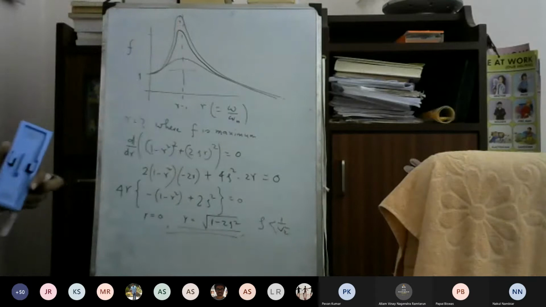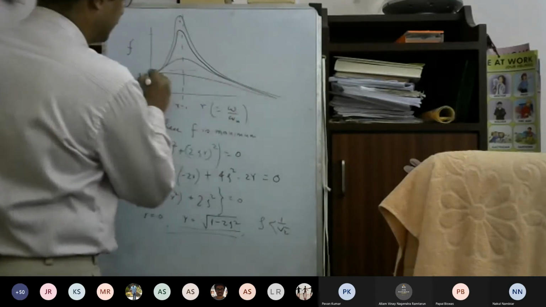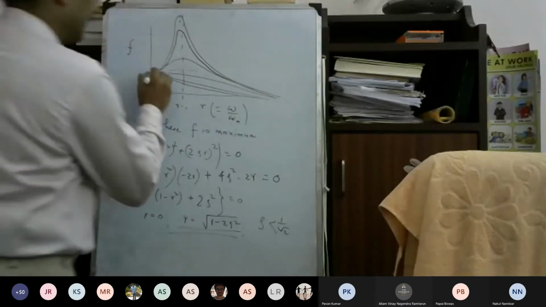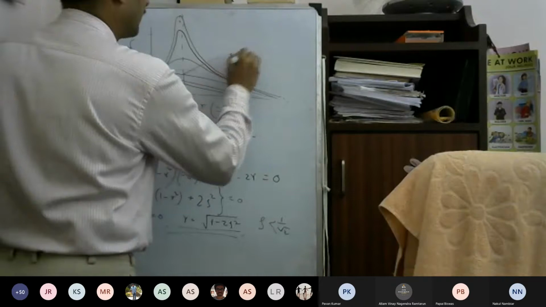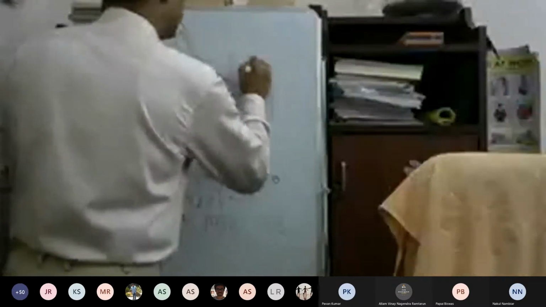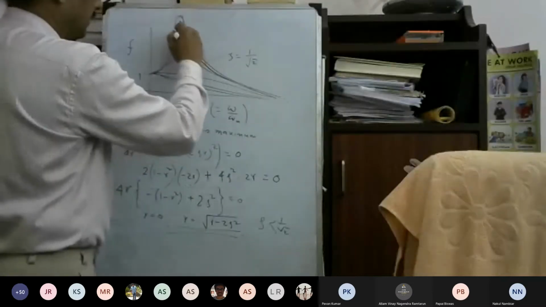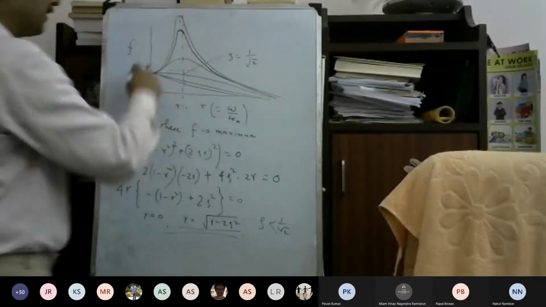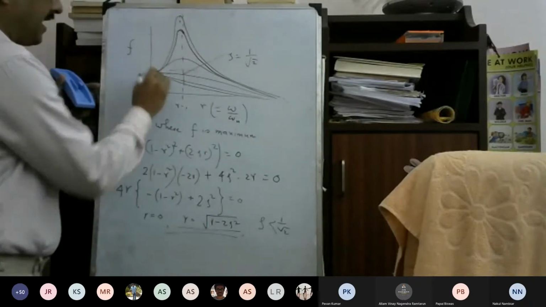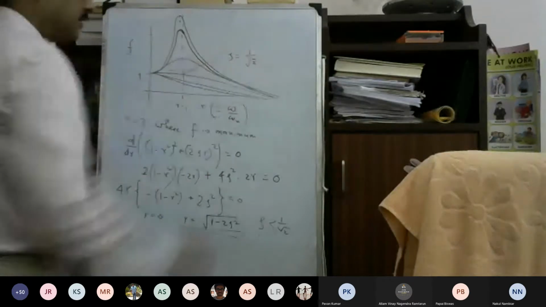If zeta is more than 1 by root 2, then what will happen? The peak will be like this. So there is only a single peak at r equal to 0. This is the case when zeta equals 1 by root 2. Beyond that, there is no such peak, but it will gradually fall down. So it will start falling down from r equal to 0 beyond zeta equal to 1 by root 2.